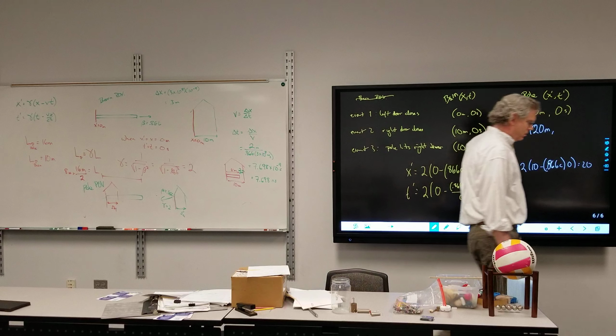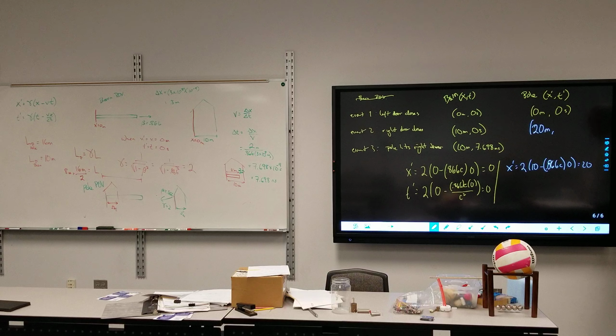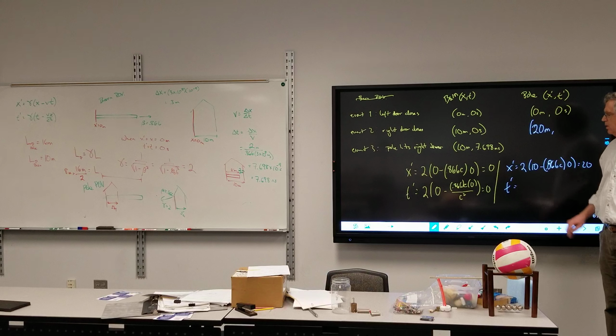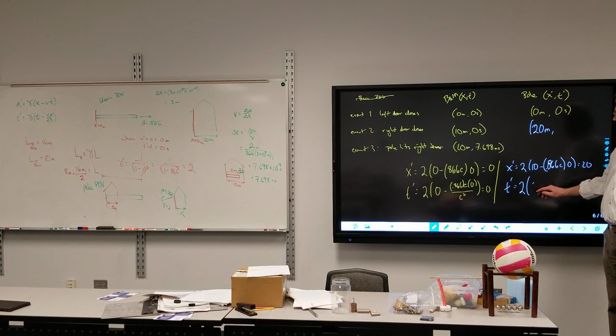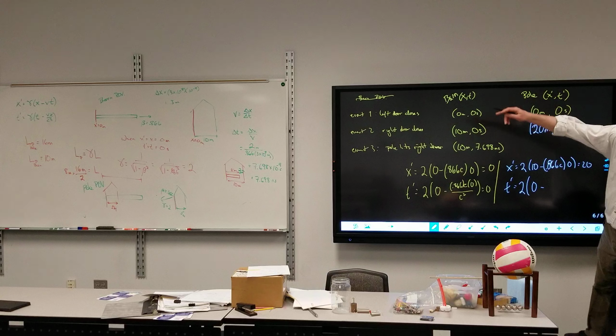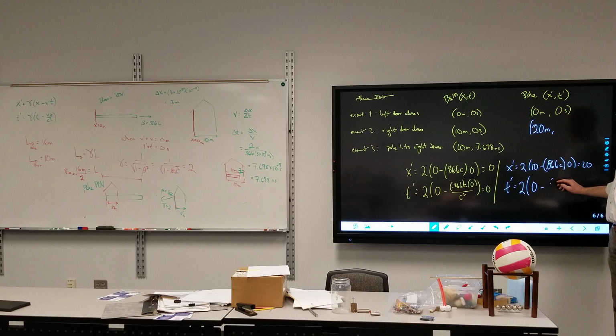The time has got to be negative. So T prime is equal to, again we have 2, the time is 0 minus Vx, so that is 0.866 times the speed of light, 3 times 10 to the 8, times x, which is 10, divided by 3 times 10 to the 8 squared. That's going to cancel out with one of those.